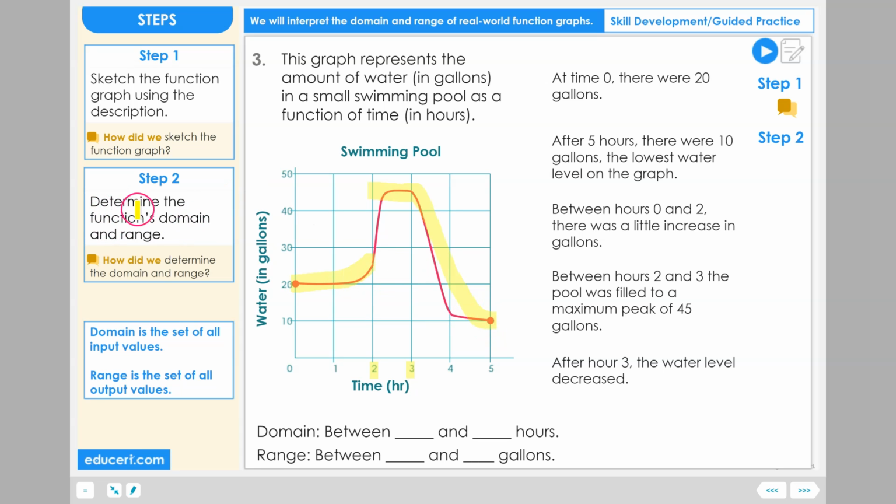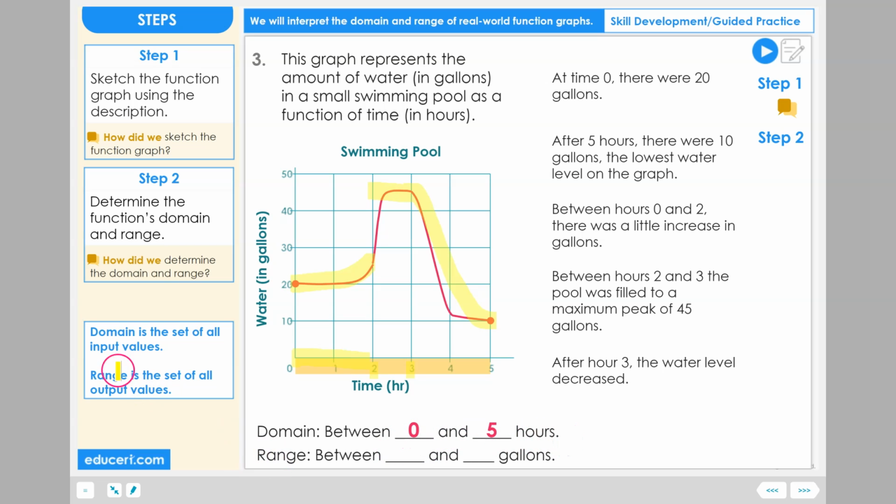Step 2. Determine the function's domain and range. The domain is a set of all input values, so we can find an input value starting with 0. At 0 hours, we had 20 gallons of water. We can find output values for all the inputs between 0 and 1, 2 hours, 3 hours, 4 hours, all the way up to 5 hours. That's the last place where this graph gives us information where an input value can give us an output value. So the domain is between 0 and 5 hours.